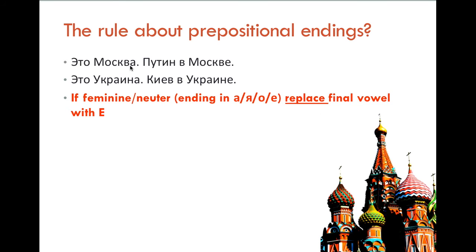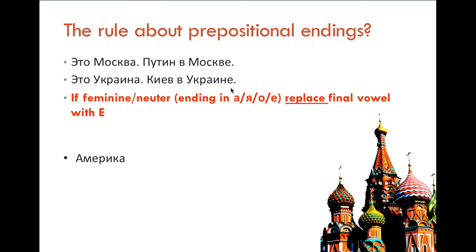Это Москва. This is feminine because it ends in an a. And then you want to say Putin is in Moscow. So Putin в Москве. See how that a got replaced by the ye? That's how you say in Moscow. Это Украина. Okay, now you want to say Kiev is in Ukraine. Kiev в Украине. Okay? So notice I'm saying one thing about Ukraine in this sentence, and I'm saying a different thing about it in this sentence. That's why it's changing, because I'm saying different things about it, and it has to change accordingly. Okay, so you replace the last vowel with ye.